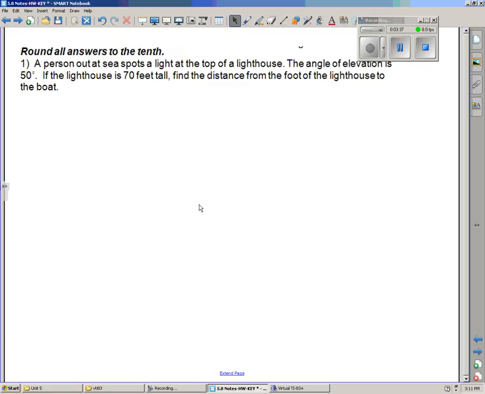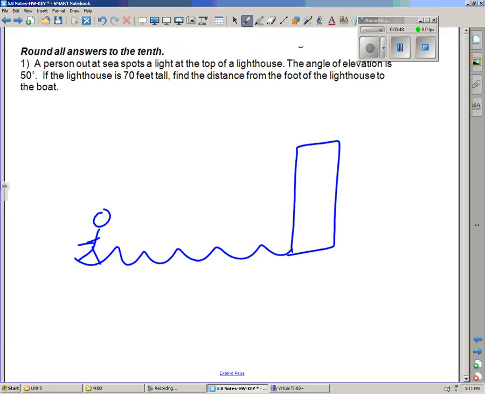Well, if you want to get kind of fancy, you've got a person out at sea. So here's a person, right, and they're out in the water. Obviously, they're not on the water, but they're out in the water in a boat. And there's a lighthouse somewhere over here. Here's your lighthouse. Well, the person out at sea spots a light at the top of the lighthouse, and the angle of elevation is 50. So this person is looking up. The angle of elevation is found right here, and this is 50 degrees. Well, the lighthouse and the sea should make a right angle.